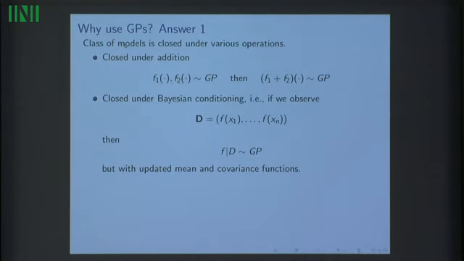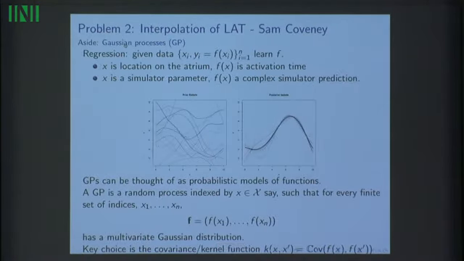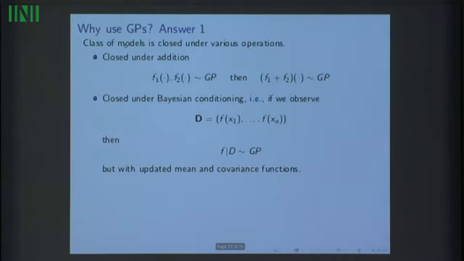They're also closed under Bayesian conditioning. So you take a Gaussian process, you observe some data from it, you observe the function at some locations, and you still end up with a Gaussian process. So they're closed under Bayesian conditioning. In other words, they're mathematically tractable under learning.